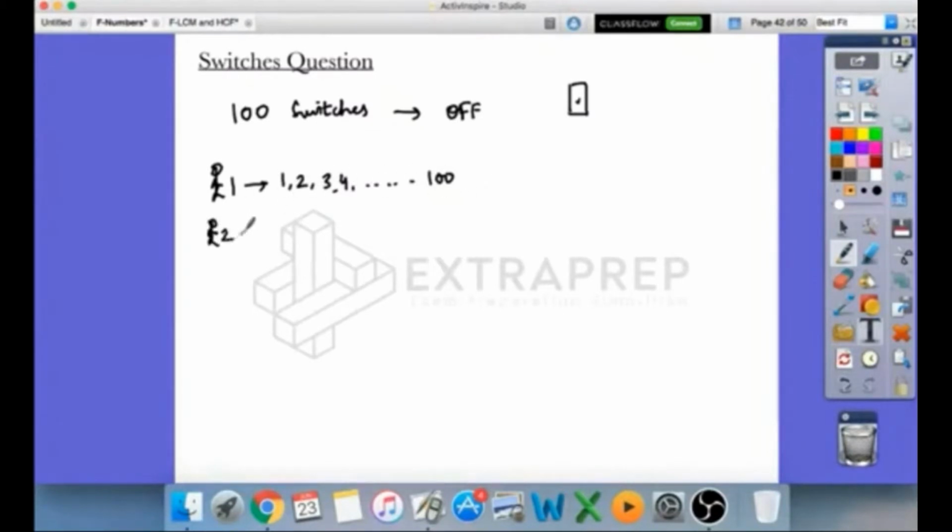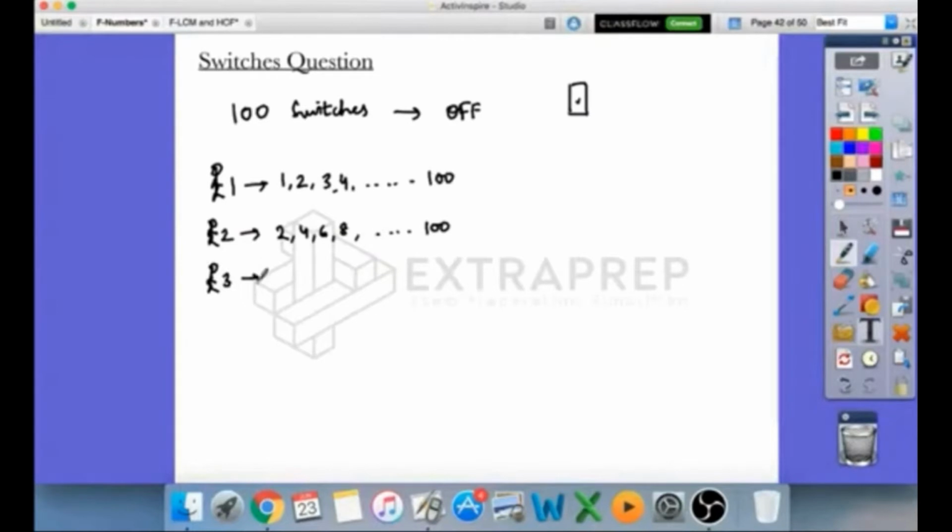Then a second fellow comes. He goes on pressing only the multiples of 2: 2, 4, 6, 8, and so on up to 100. When the second fellow presses those switches, only the even numbers, which were already turned on by the first fellow, become off. So now odd numbers are in on position and even numbers are in off position.